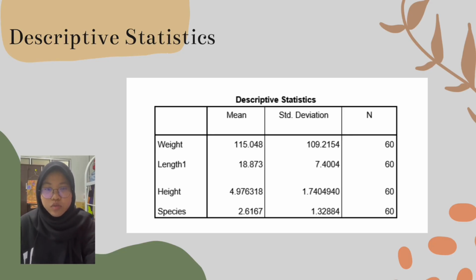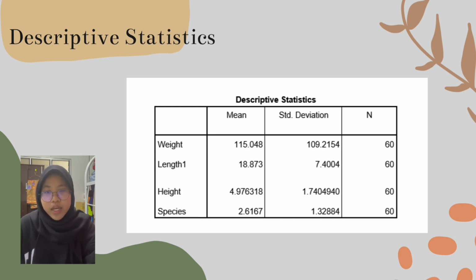Next, I will continue with descriptive statistics. Based on the data table, descriptive shows that the value of n for all categories like weight, height, length, and species is 60. The standard deviation for weight is 109.215, length is 7.400, height is 1.740, and the last one, species, is 1.329.